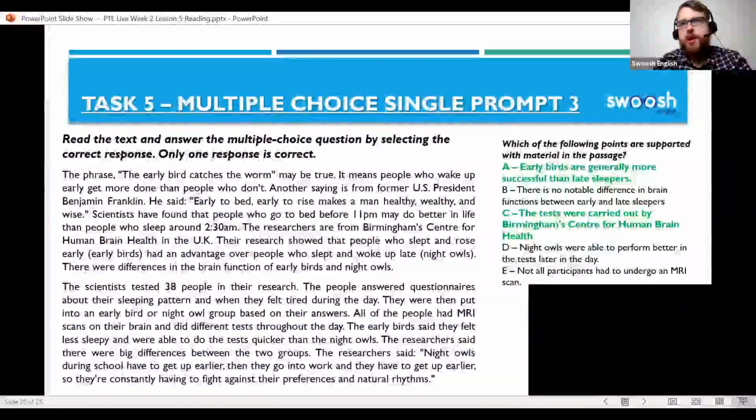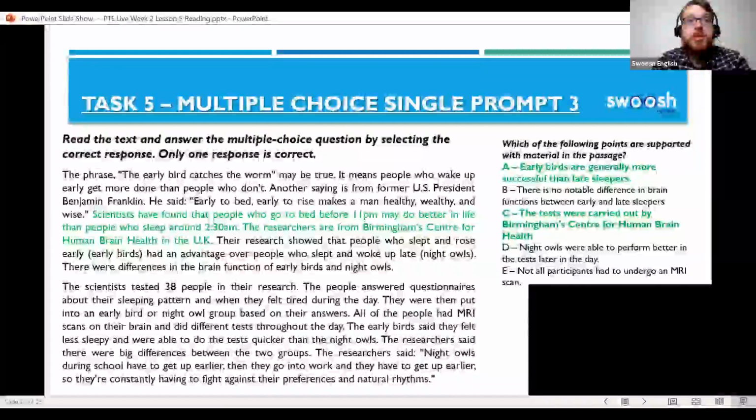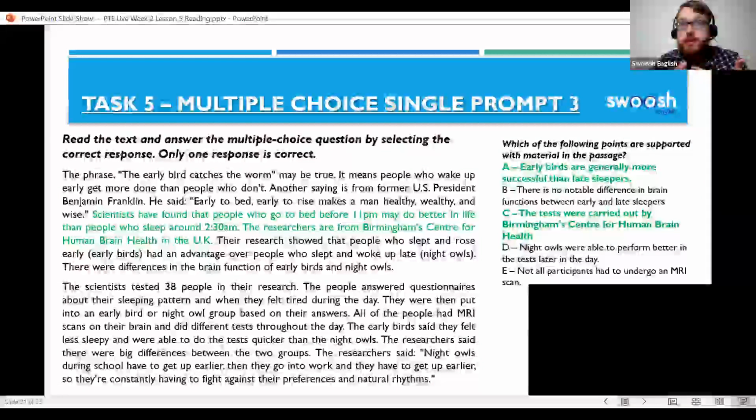Let's have a look and see why A is a correct answer. Early birds are generally more successful than late sleepers. Well, this one might be a bit easier than the previous prompts because our two answers actually appear within the same section of the first paragraph. Scientists have found that people who go to bed before 11 p.m., aka the early birds, may do better in life, aka are more successful, than people who sleep around 2:30 a.m., aka the late sleepers. So slightly paraphrased, but the answer is there. Pretty simply, it refers to everything there.